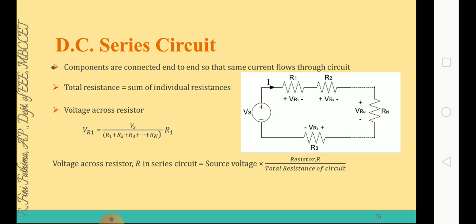Next, we have studied the voltage division rule. That is, the voltage across the resistor R1, VR1 is equal to I into R1, or we can write it by using the potential divider rule or voltage division rule as Vs into R1 divided by R1 plus R2 plus R3 plus etc. Rn. According to the voltage division rule, the voltage across the resistor R in a series circuit is equal to the source voltage times the ratio of the resistor R divided by the sum of the total resistances in that series circuit or series path.